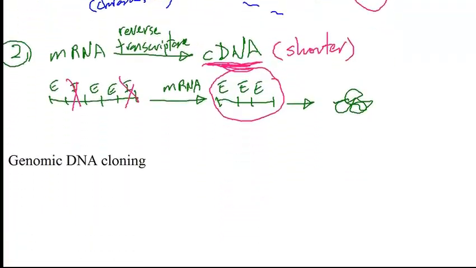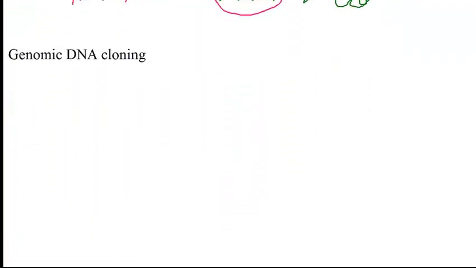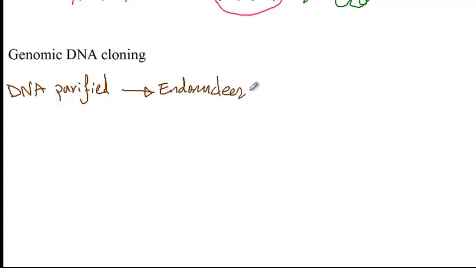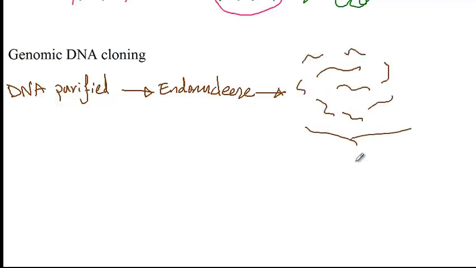So now let's go back and discuss genomic DNA cloning in a little more detail. So in the very first step, DNA is isolated and purified from the organism of interest, and then it's digested with the restriction endonucleases, in order to yield many different small fragments of the DNA that collectively represent the genome of that organism of interest we are working with.